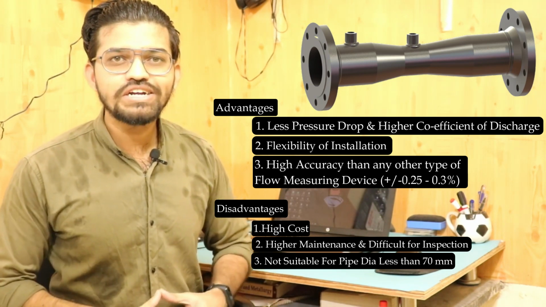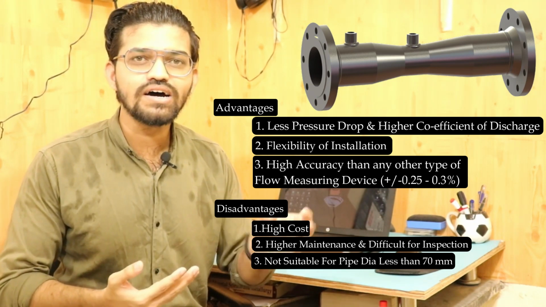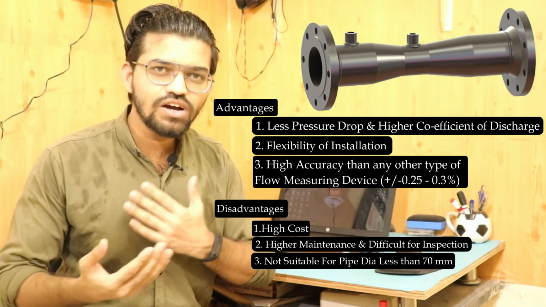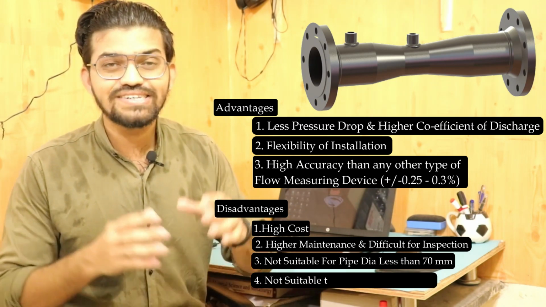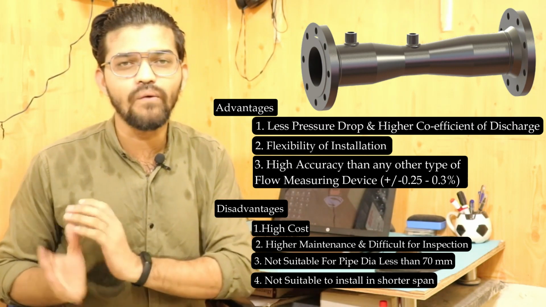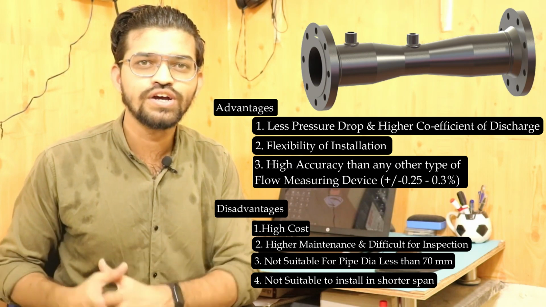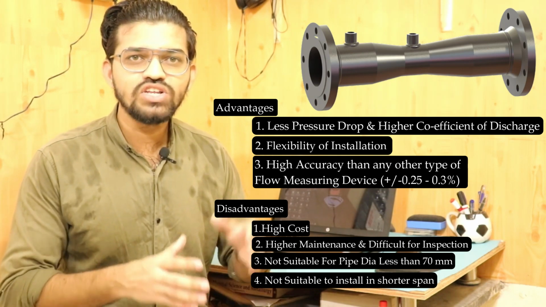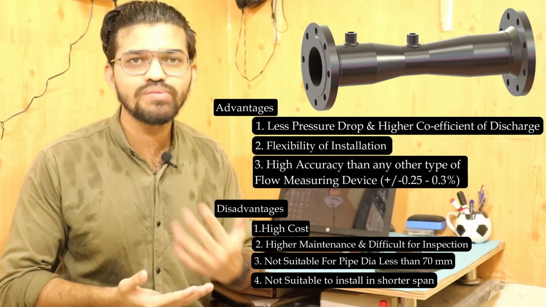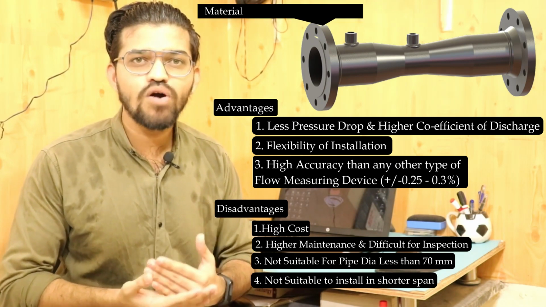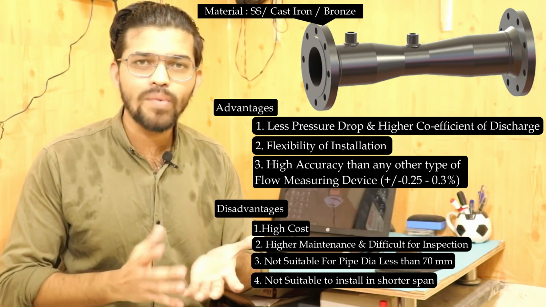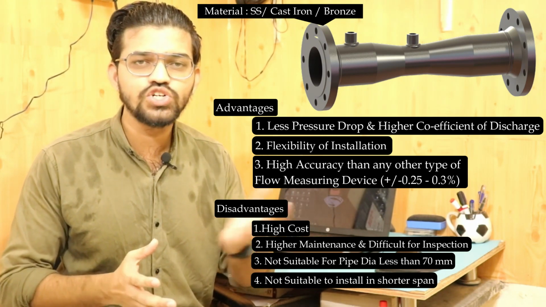Also, it is always recommended to install this Venturimeter in a pipe having a longer length for satisfactory operation. So that's a recommended practice for the Venturimeter and its installation. Also guys, when the Venturimeter is installed between pipes, it has flange connections, and it is made up of stainless steel, cast iron and bronze. These are the commonly used materials in the Venturimeter.